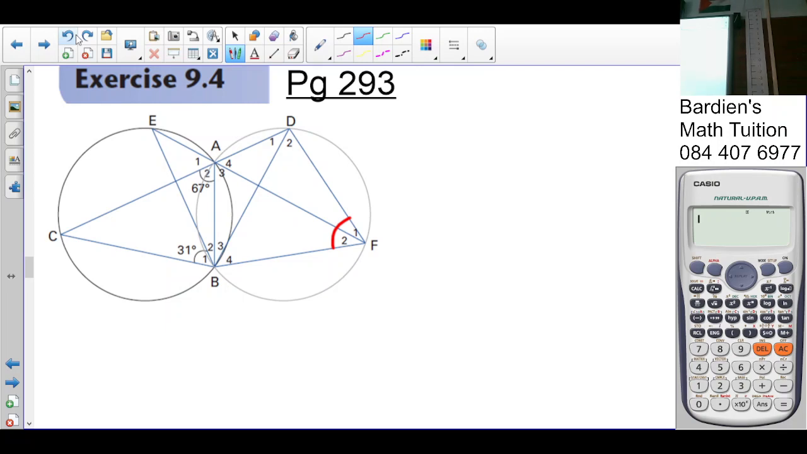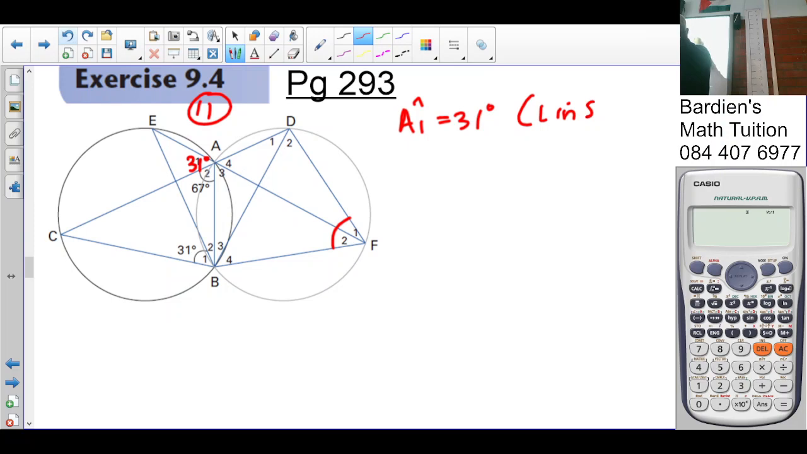Let's not concentrate on that yet. Which other angle is equal to 31? A1. A1 is equal to 31. What number is this, people? Number 13? 11. Right, so that is 31. Why is that 31 degrees? Angles in the same segment, and it's coming from arc C.